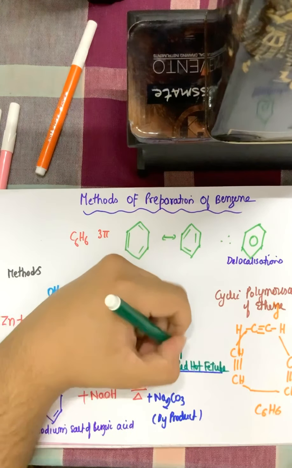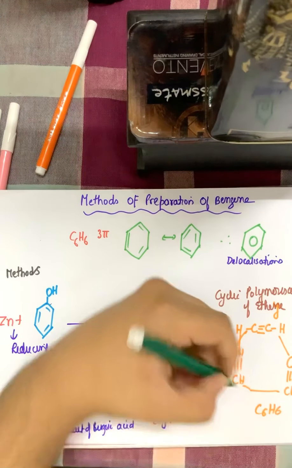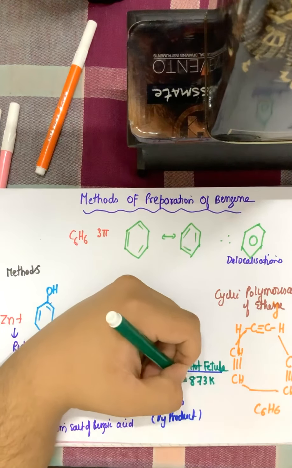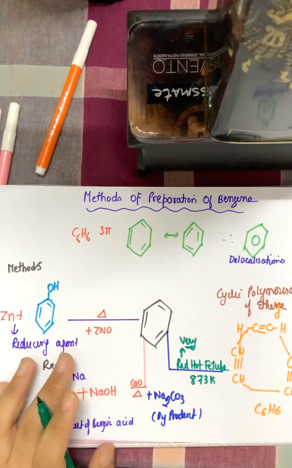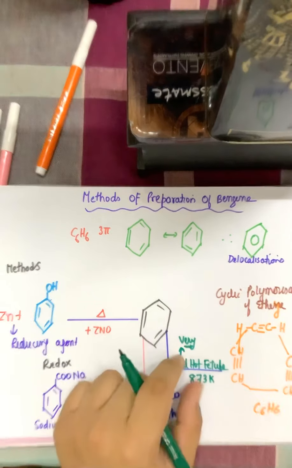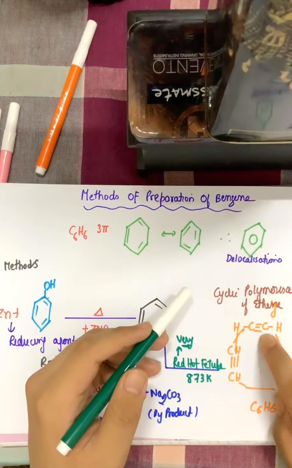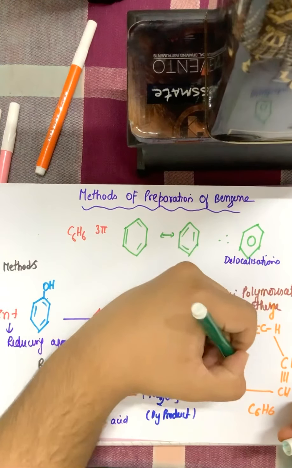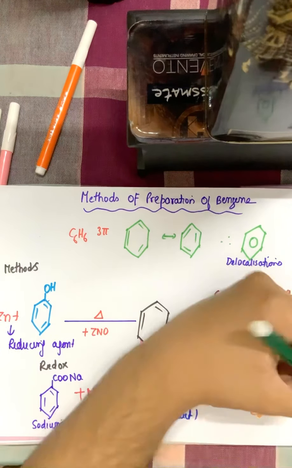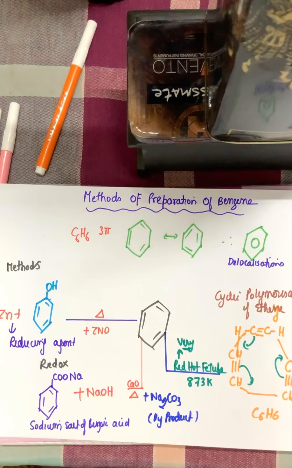Red hot means very hot. Very hot iron tube I am passing it. And that means what is the temperature for this very hot? 873 Kelvin. Okay, this is a very high temperature, because for this polymerization, bonds have to be formed, and for forming and breaking of bonds we require a lot of heat. For formation of these bonds, this triple bond has to break to this bond, this triple bond has to break to this bond, and this triple bond has to break to this bond. So breaking of bonds requires a lot of heat, and that is why I am using a very hot or a red hot iron tube for this reaction.